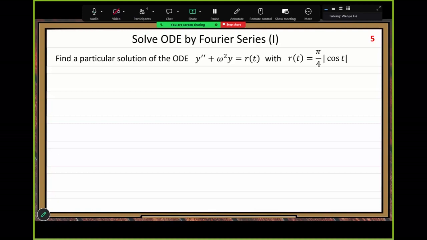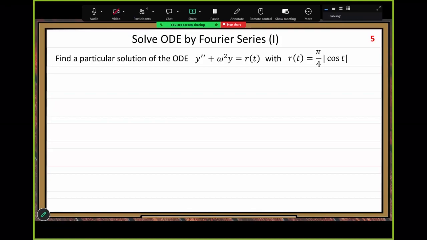The idea is pretty simple. Now we have all our knowledge preparation ready, so we can do more. The Fourier series is another powerful tool we can use in solving ODEs.